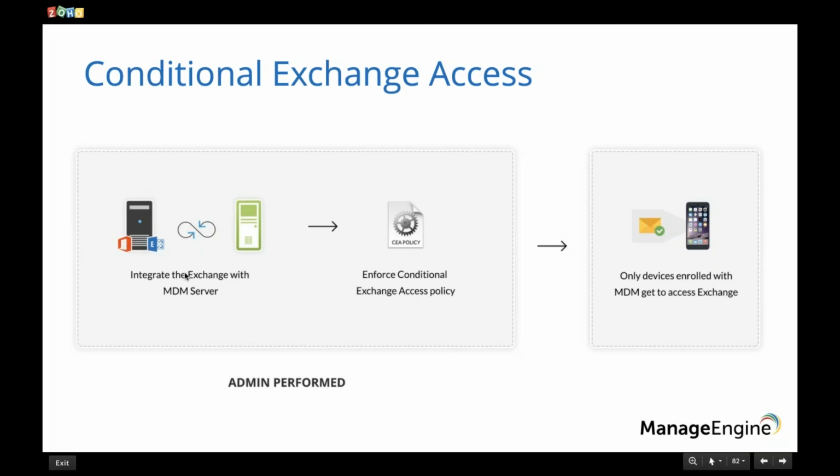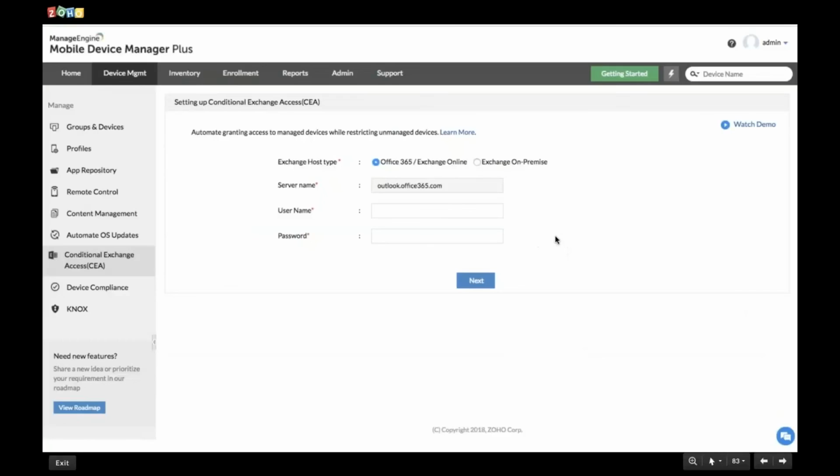The first thing is you need to integrate your exchange account with the MDM server. This gives us the power to monitor the devices that are accessing your corporate exchange account and based on their enrollment status, either grant or revoke access. Based on this, we will be creating a conditional access policy that will be applied to all of your devices. And once that is done, only the devices enrolled with MDM can access your exchange server. So let us start off with the integration process.